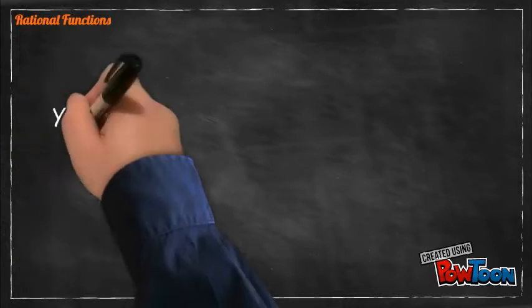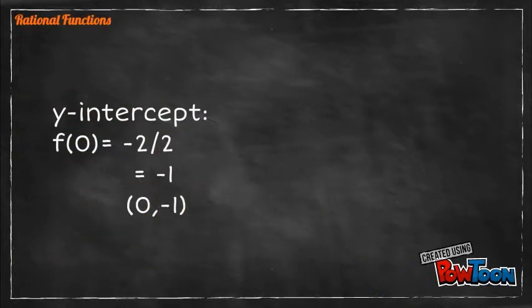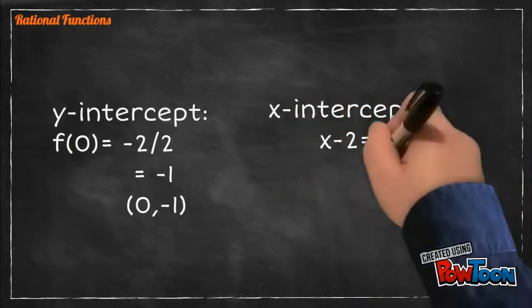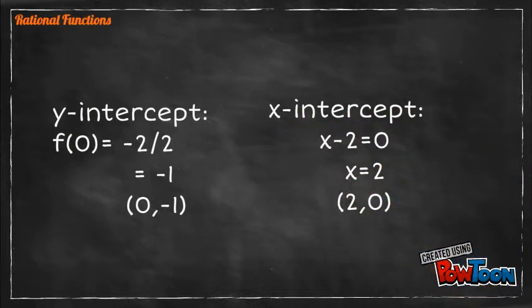In getting the y-intercept, we have f of 0 is equal to negative 2 over 2 is equal to negative 1, giving us 0, negative 1. In getting the x-intercept, we have x minus 2 is equal to 0, where x is equal to 2, giving us 2 and 0.